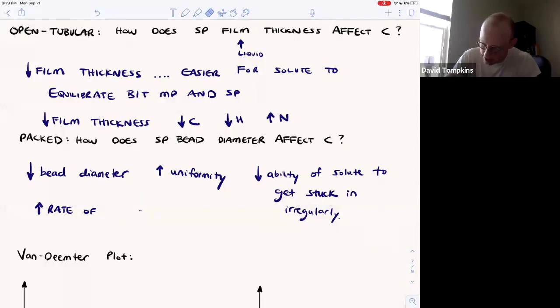So I should say adsorption chromatography here, because we're using a solid support or a solidly packed stationary phase with no film.